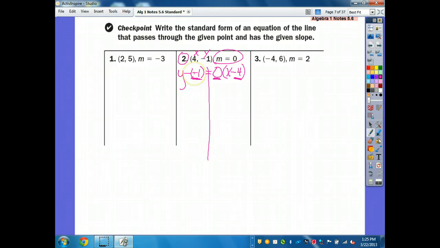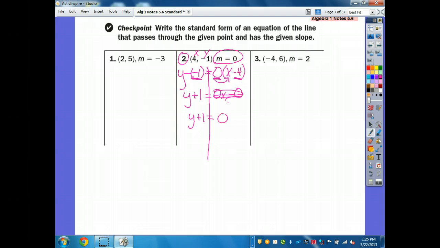y minus a -1 is? y plus 1. y plus 1 equals 0, do our distributive property, 0x minus 0. Do we write that with 0x minus 0? No. So this is basically just y plus 1 equals, there's nothing there, you can just put 0 because it's just all 0 there.